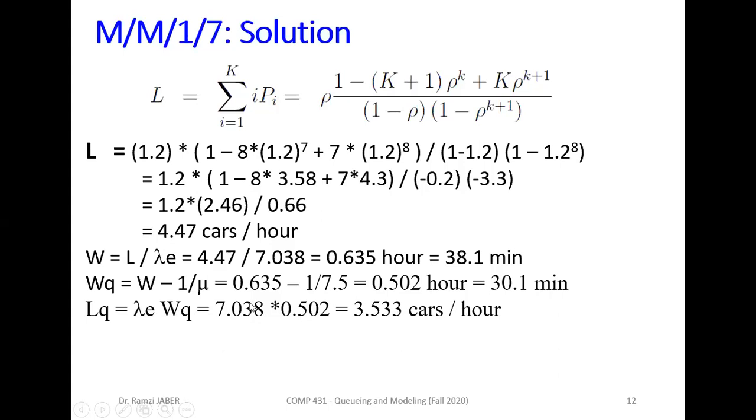So, from these metrics, we conclude that the average number of cars inside the system is 4.4. Inside the queue, the average number of cars is 3.5. The average waiting time inside the system is 38 minutes, or inside the queue, which means parking, 30 minutes.